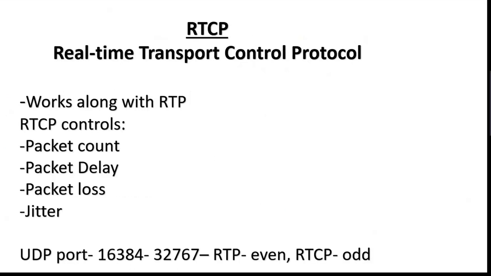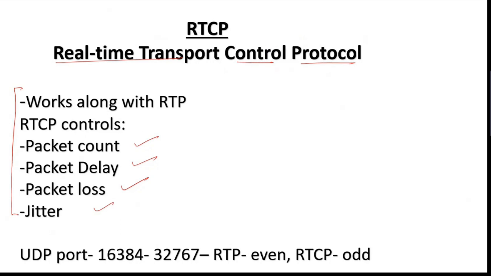Another protocol that comes into the picture along with RTP, when RTP starts running and making communication between the two endpoints, is RTCP. It takes care of how many packets are exchanged, how many are dropped, how many are successful, how much delay there is, and so on. So it just keeps track of statistics of the call data. It works along with RTP. RTCP, the Real-time Transport Control Protocol, is a control protocol, and it controls packet count, packet delay, packet loss, and jitter.